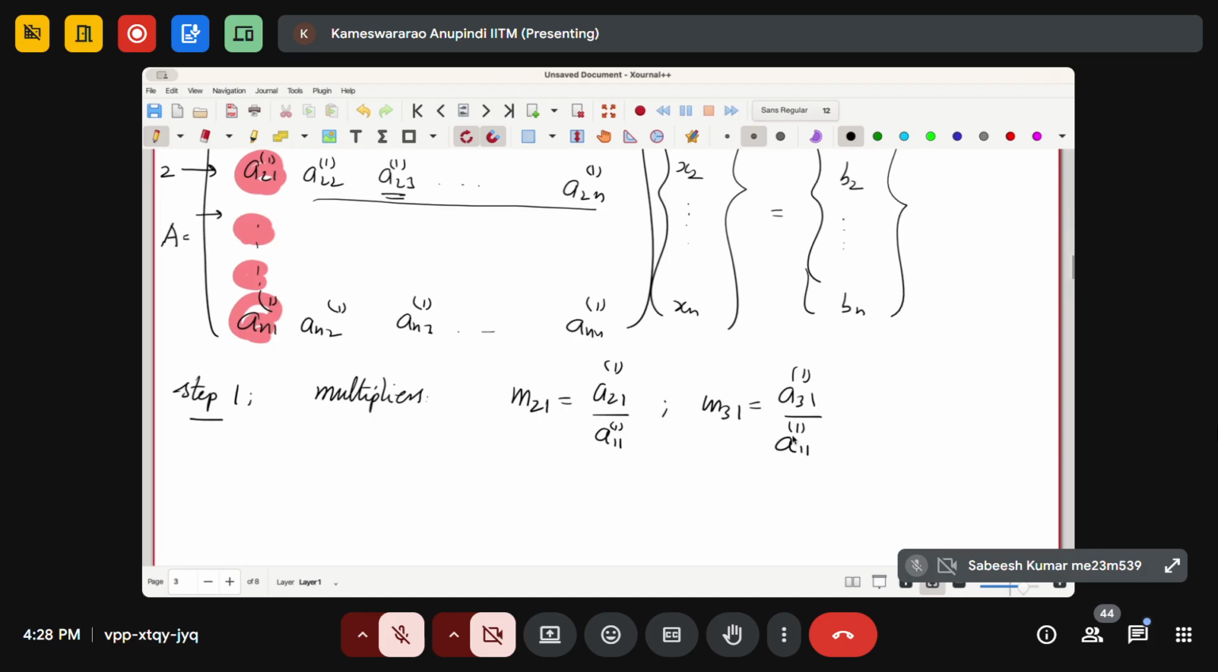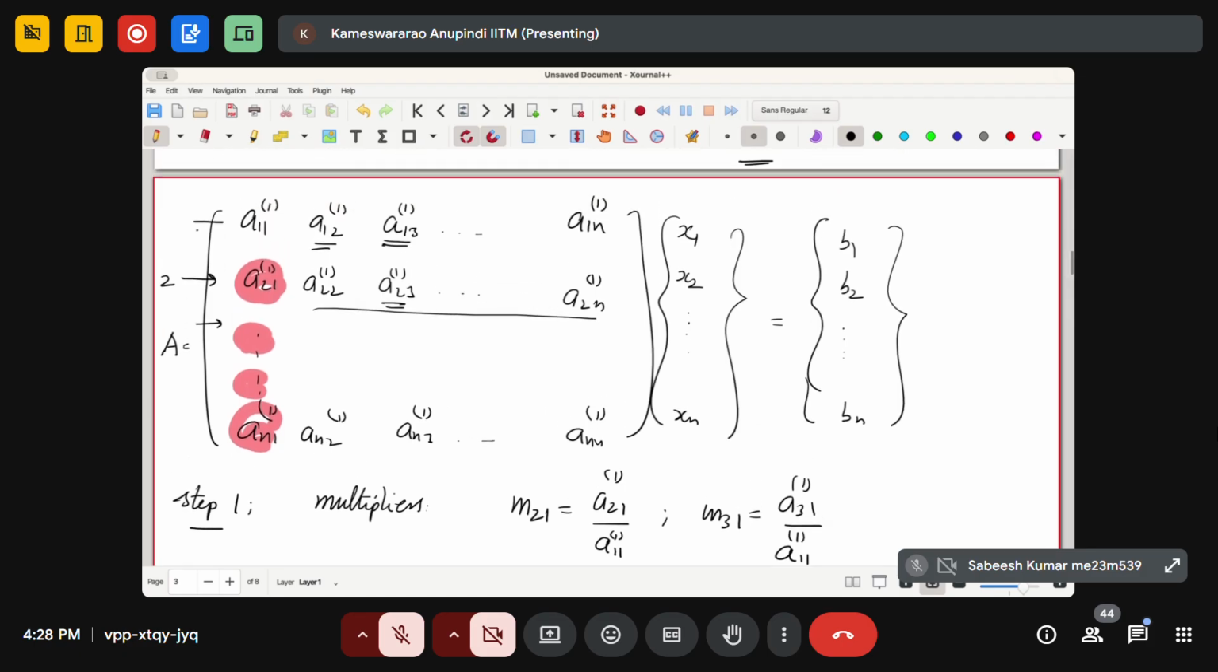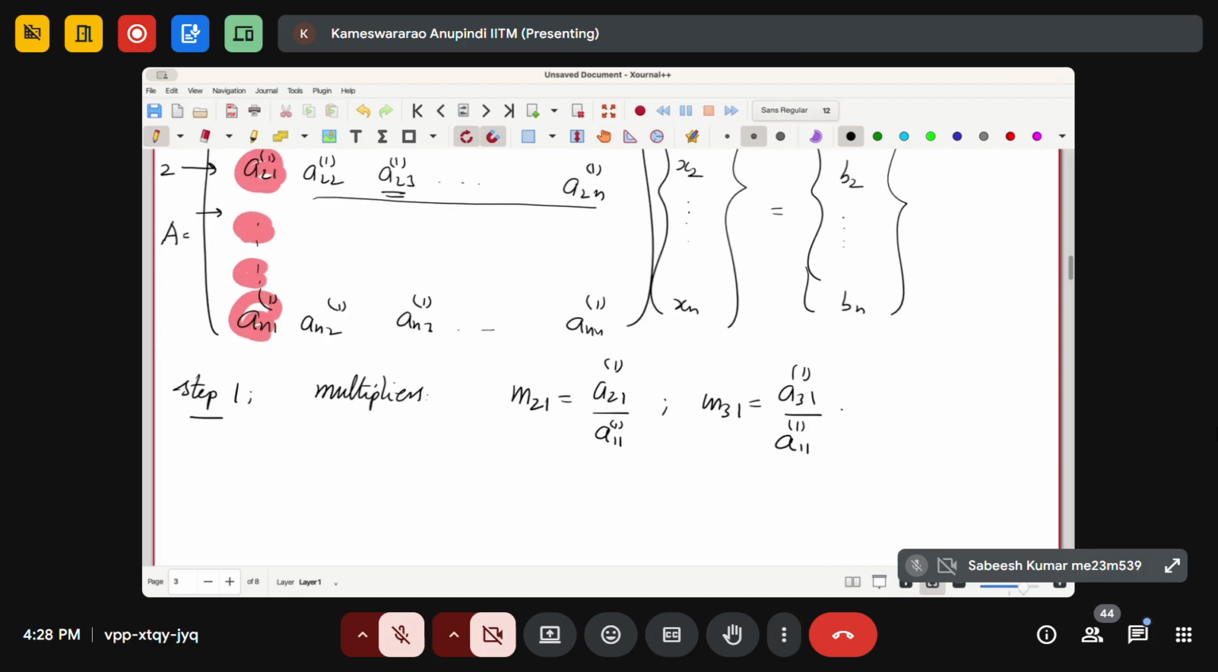So the multiplier is still with respect to the pivot row. This is my pivot row. And so on, I define so many multipliers, up to mn1 equals an1 divided by a11, all for the first step. So essentially I am defining mi1 equals ai1 divided by a11, where i goes from 2, 3 all the way to n. I'm defining so many multipliers.